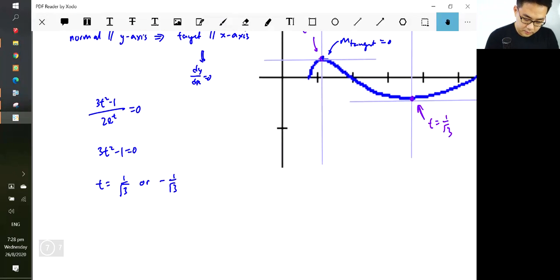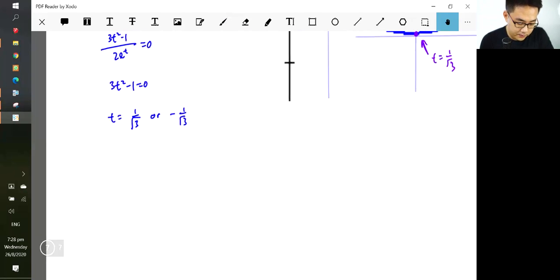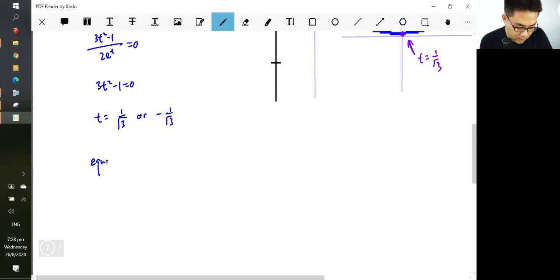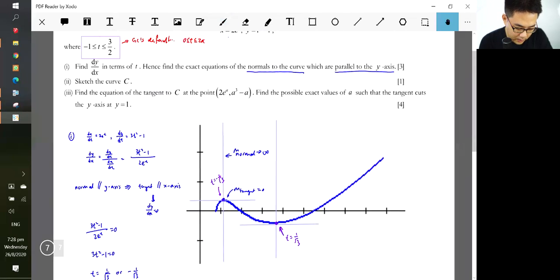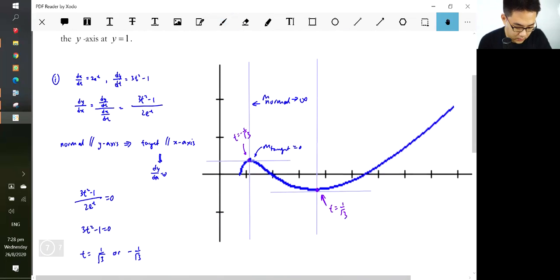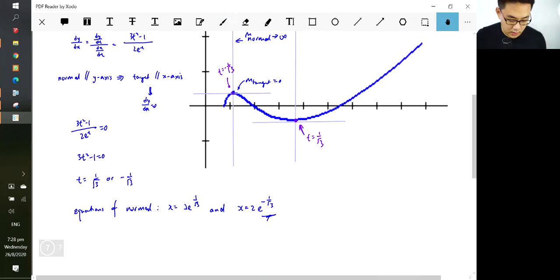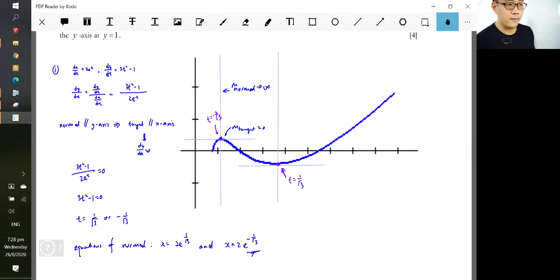Essentially, the equation of the normal would be x equals, just substitute into the equation here, because each point will correspond to this formula. So it's x equals 2e^(1/√3) and x equals 2e^(-1/√3). That's about it. I think it's pretty okay.